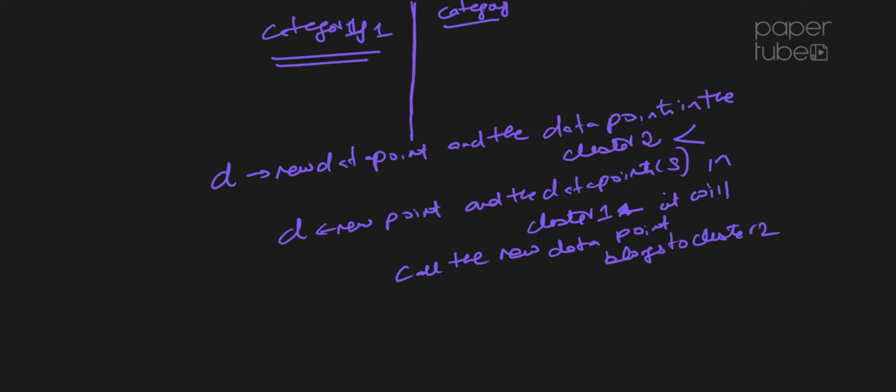So it will check for the properties of the nearest neighbors. If it thinks the nearest neighbor looks like category 1, then it will call this new data point category 1. If it thinks the nearest neighbors resemble the properties of category 2, then this new data point will be called category 2. So that's how the KNN algorithm works.